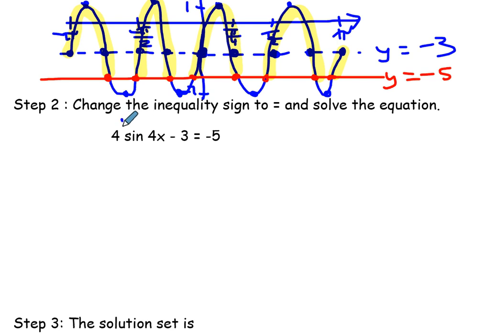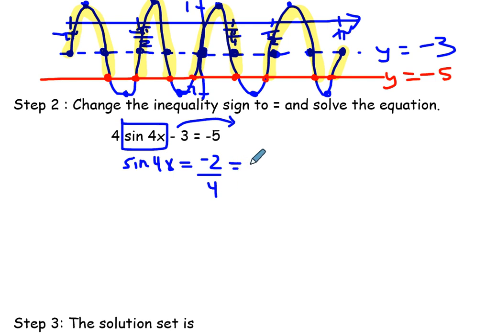So the first thing we need to do is isolate our sine expression. The negative 3 will go on the other side, plus 3, and then divide by 4 to get rid of our 4. So we are going to end up with sine of 4x is equal to minus 5 plus 3, which is minus 2. And then we divide by 4. We could simplify this, and it gives us minus 1/2.